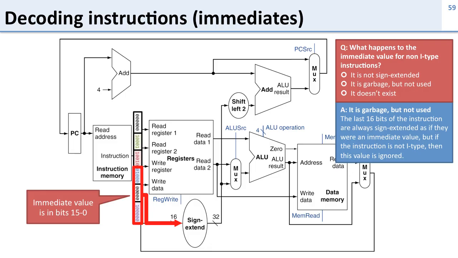So the answer is it's garbage but we don't use it. That is, we always take these last 16 bits and we always sign extend them. But if the control logic says it's not an I-type instruction, we're not going to use those values. We only use those values if it's an I-type instruction.